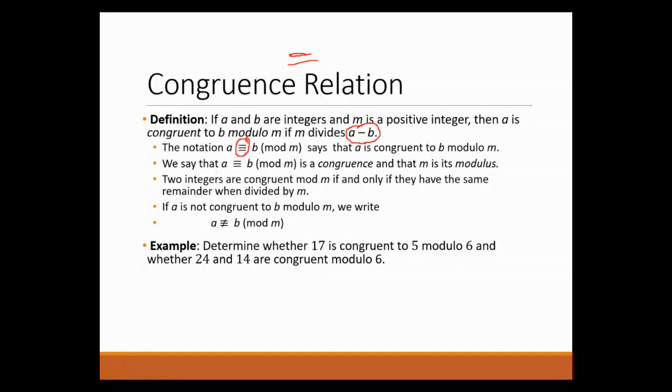So the notation A is congruent to B mod M says that A is congruent to B modulo M. We say that this entire thing is a congruence and that M is its modulus. Two integers are congruent mod M if and only if they have the same remainder when divided by M. And if A is not congruent to B mod M, we represent it with this symbol, which means that it's not congruent. Now, to simplify it, let me explain what all of this means.